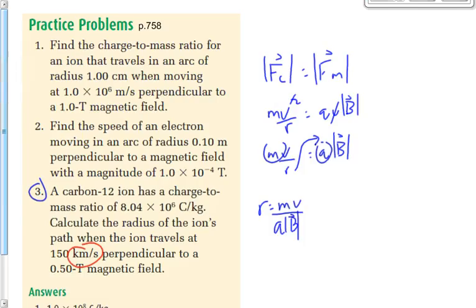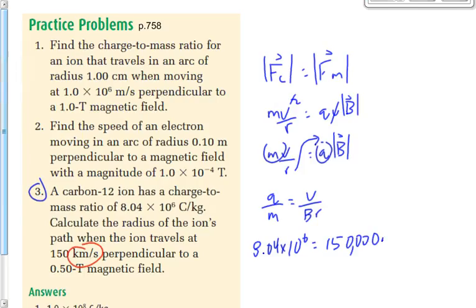We don't know what Q or M is. We know what Q over M is. This equation has not Q over M, but M over Q, right? If we rearrange it to solve for Q over M, M goes down, B goes down, V over B times R, and we sub in the value for Q over M here, 8.04 times 10 to the 6. That's not Q or M, it's Q over M, equals 150,000 meters per second, divided by B, 0.50 times R. Well, now we can find R, right?